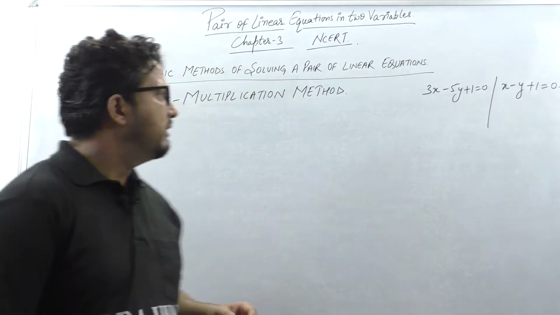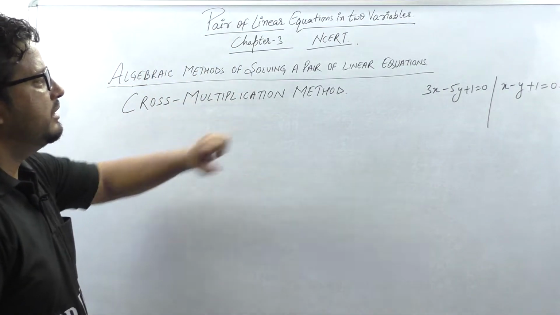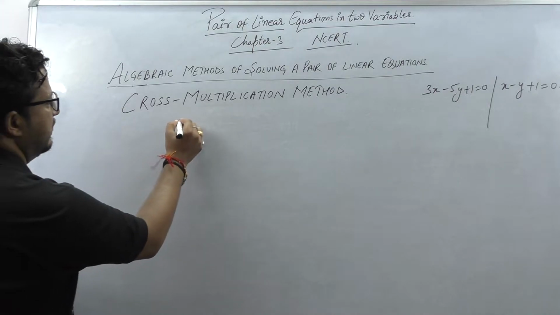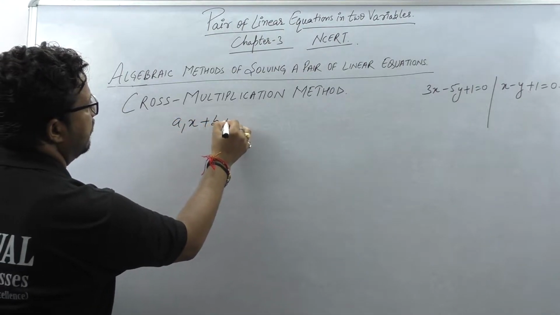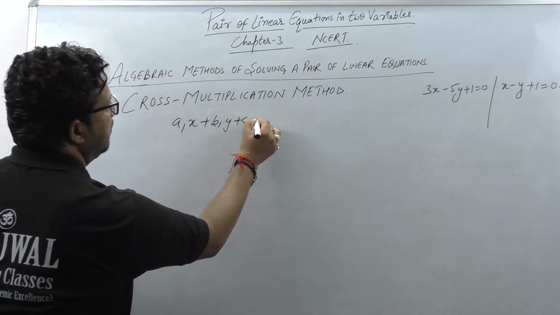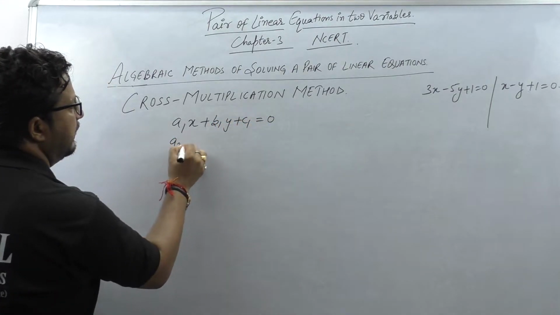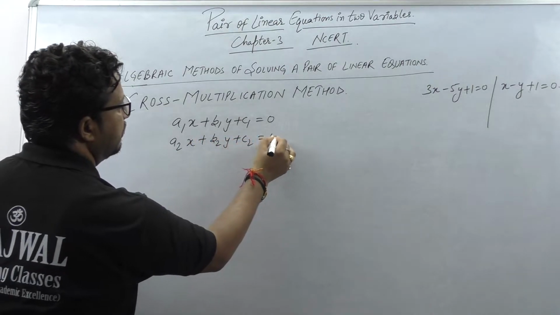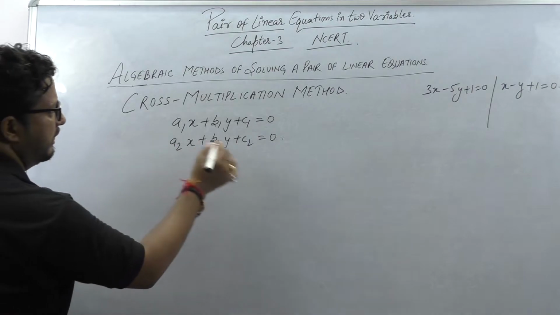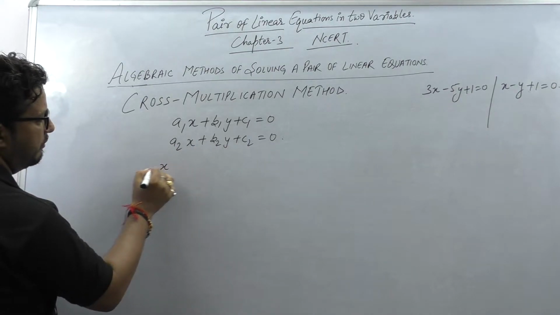Okay, class 10 students, now we can discuss the cross multiplication method. Generally, we write the linear equations in this form: a1x plus b1y plus c1 equal to 0, a2x plus b2y plus c2 equal to 0. So if you want to solve by the cross multiplication method, we can directly learn this formula.